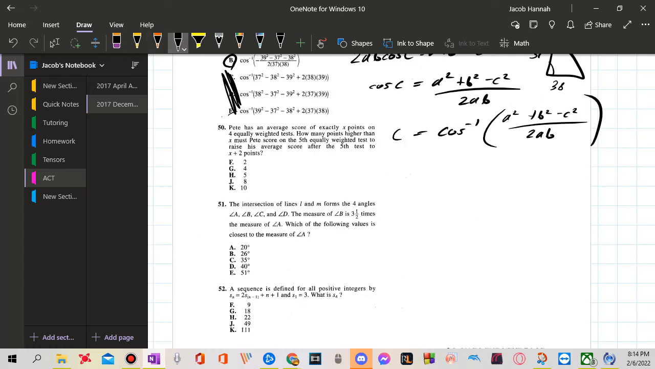So he scores exactly X points on 4 equally weighted tests. If he scored X points on 4 equally weighted tests, then the X amount of points he has times 4 equals his total points. He wants to raise his average score by X plus 2.